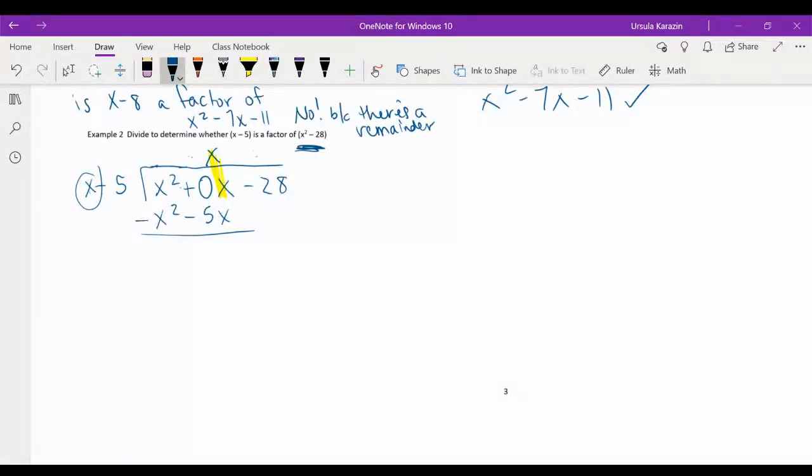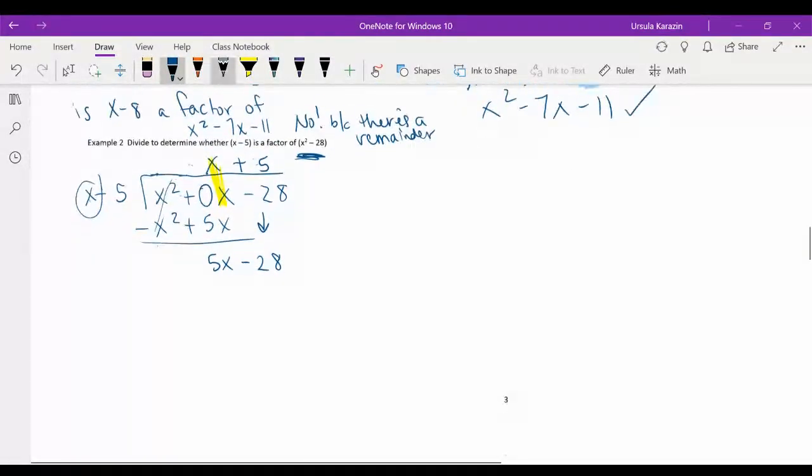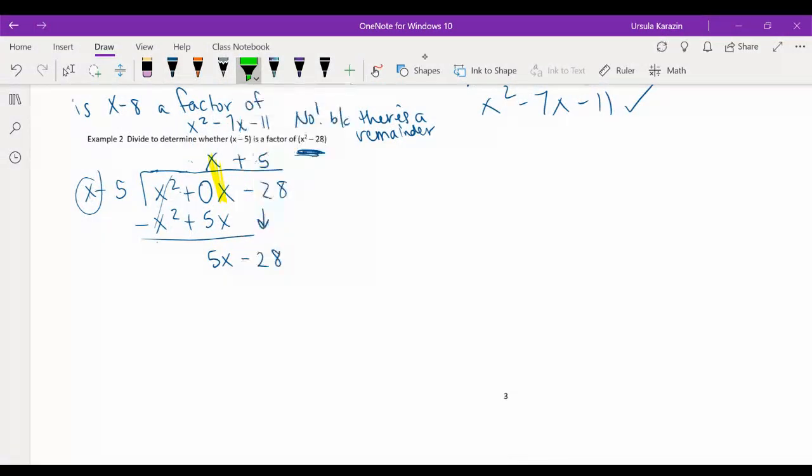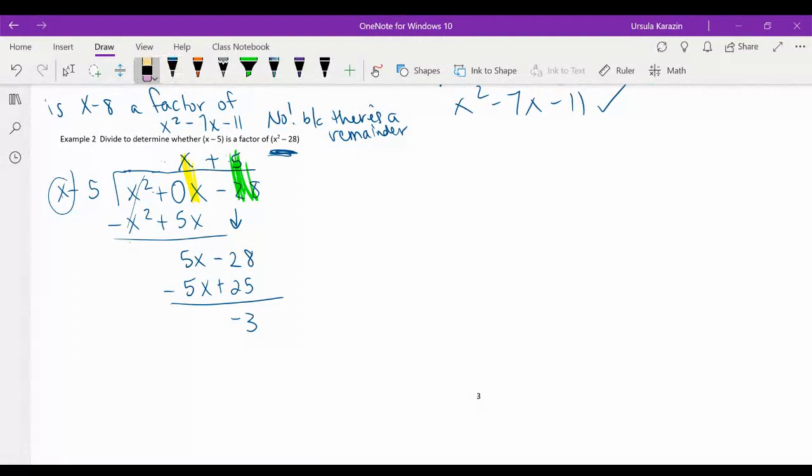All right, so I drew my line, and now I change my signs. So the first terms better cancel. Add to 0, they do. And I get a 5x. And then I bring down my negative 28. So now I do it again. What do I multiply x by so that it matches 5x? That'll be a 5. And look here what I have. Now I've got my constants lined up. And so 5 times x minus 5 is 5x minus 25. Draw the line and change the signs. And I get a remainder of negative 3.